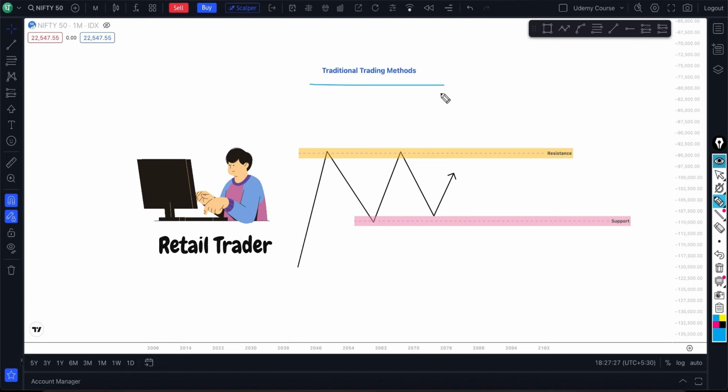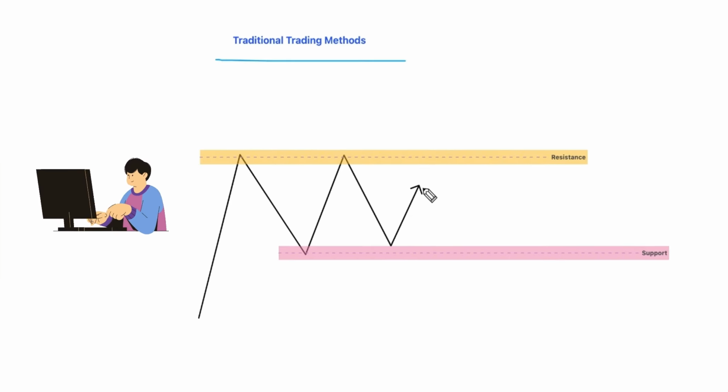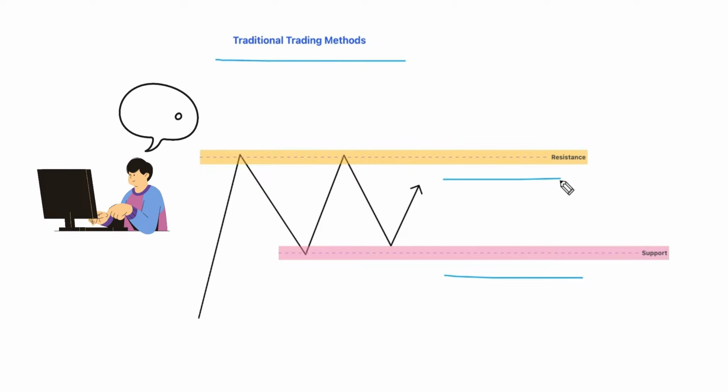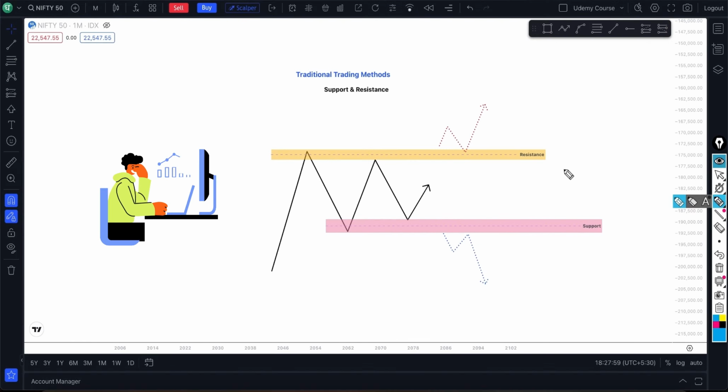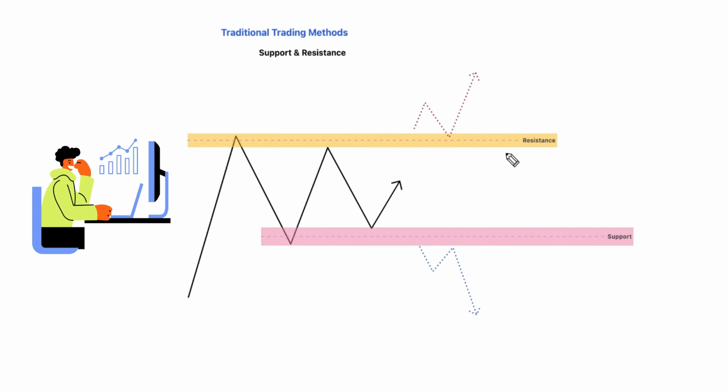The moment a trader looks at the chart, the first thing they do is mark the support and the resistance. They assume that price will respect these zones, bouncing off the support or rejecting from the resistance. Now let's talk about breakout traders. These traders wait for the price to break above the resistance or below the support.